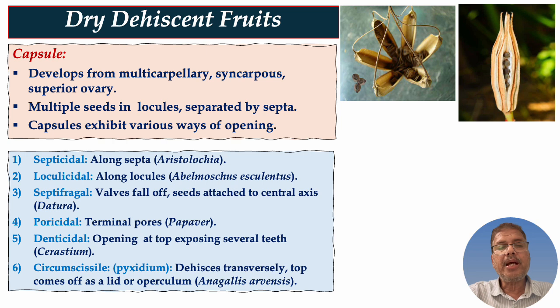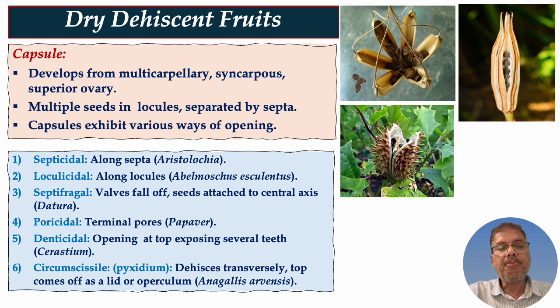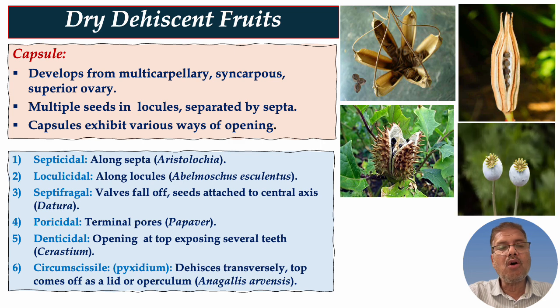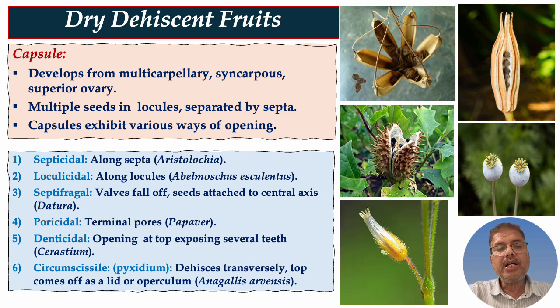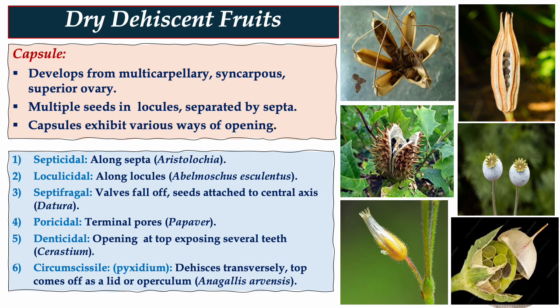In loculicidal capsule, the splitting is along the locules and the wall remains attached to the septa, as in case of Abelmoschus esculentus, that is lady's finger. In septifragal capsule, the splitting occurs so that the walls fall off, leaving the seeds attached to the central axis. Example is datura. In poricidal capsule, dehiscence occurs through the terminal pores, as in case of papaver.